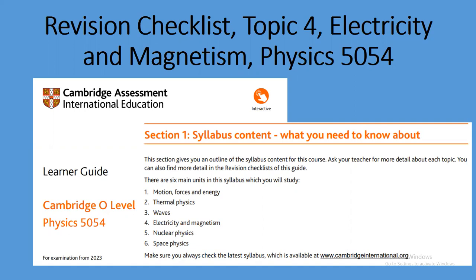We are working on the revision checklist for Cambridge O Level Physics 5054, and today we have selected topic number 4 from the syllabus, and the name of the topic is electricity and magnetism.